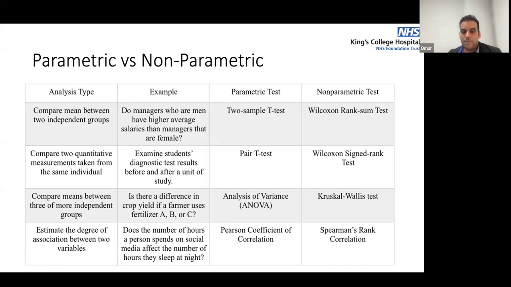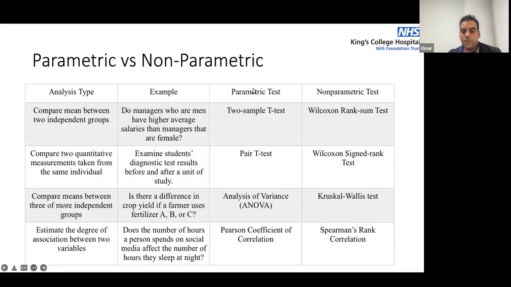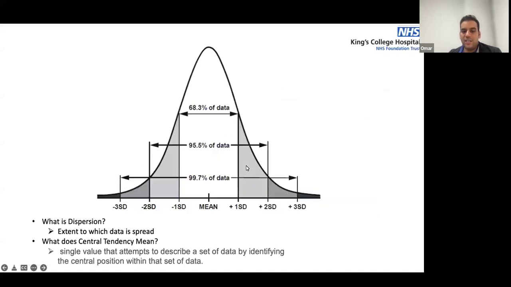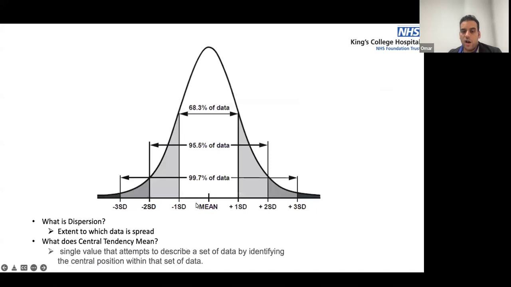Remember what we said? The mean. This is normally distributed, so you're looking at the mean, so you're using a parametric test. From papers that you've read, you would have seen references to a two sample t-test or a paired t-test or a Pearson coefficient of correlation. You can only do these tests if the data is normally distributed, because these tests work with the mean.